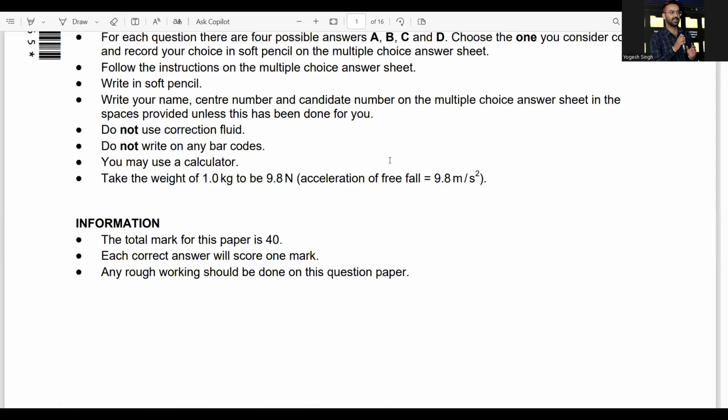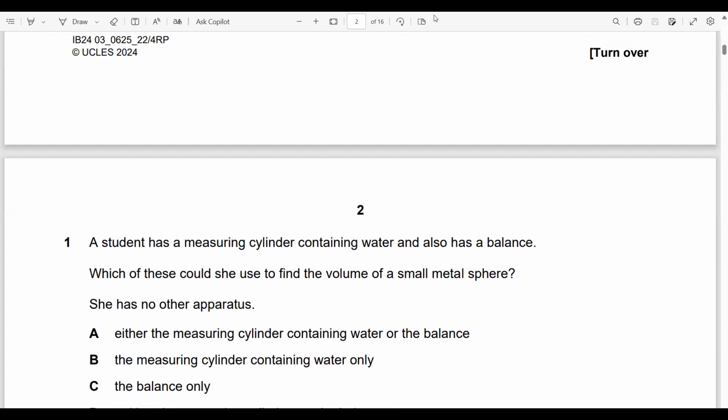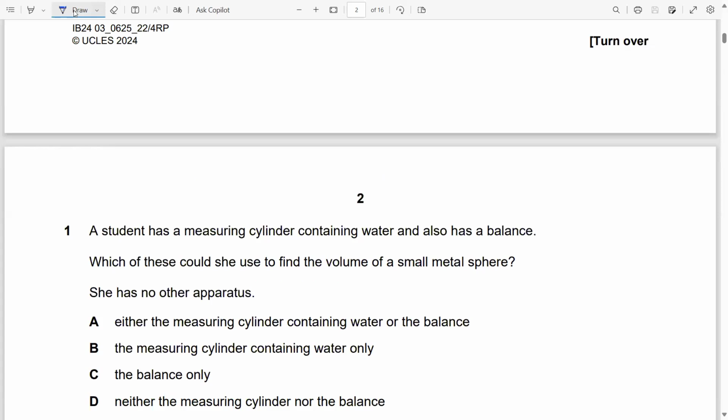So let's start. First question, a student has a measuring cylinder containing water and also has a balance. Which of these could she use to find the volume of a small metal sphere? She can use the displacement method, and to apply the displacement method she will need the measuring cylinder only. So the correct option is option B.